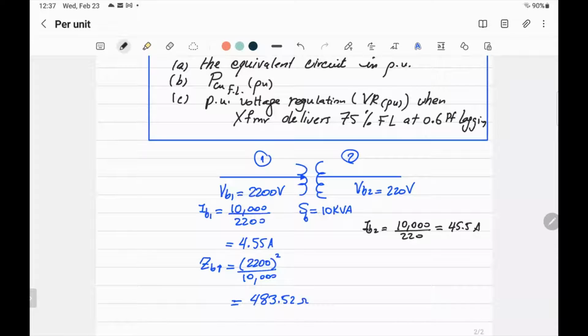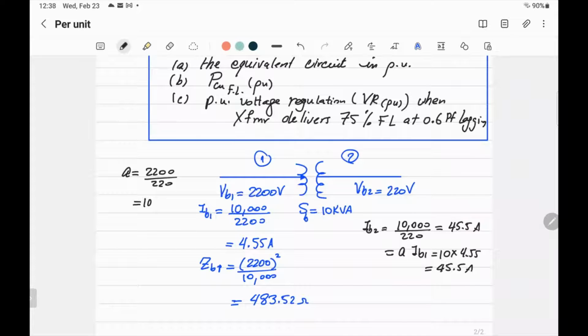For example, what's the ratio here? The turns ratio of the transformer will be 2200 divided by 220. So we get 10. So look at I base 2. What's the ratio between I base 2 and I base 1? It's equal A times IB1, right? So you can do that. If you can do it faster, it's better. So it's equal A times IB1. You could do it like that. 10 times what you got before, 45.5, which is equal 455 amp.